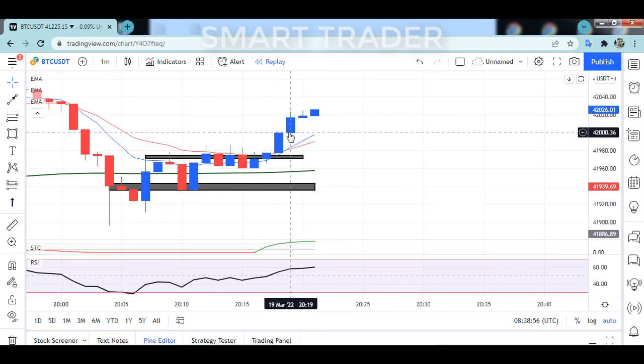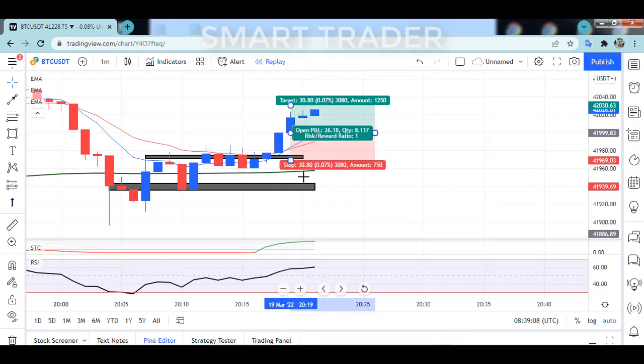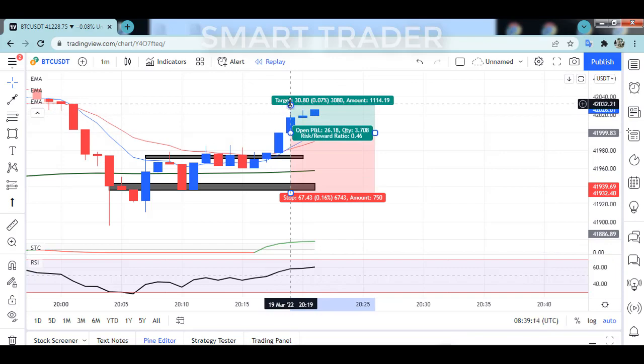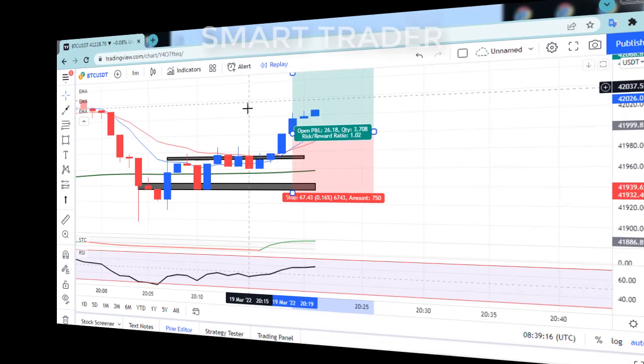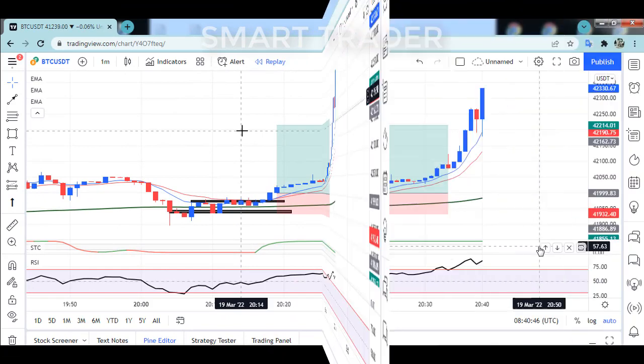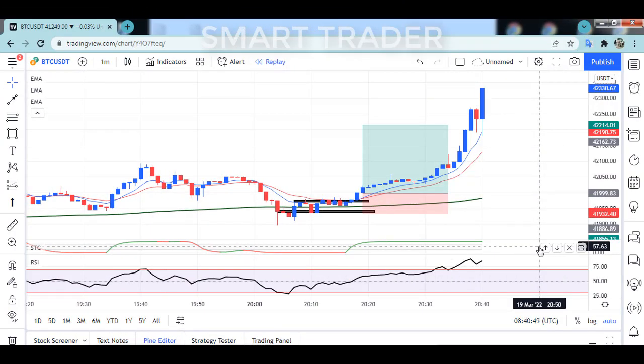This is our trade. I will enter long on the next candle, and the STC is green. Stop loss at the recent swing low, risk and reward at least 1 to 1. We have won the trade. I hope you know how to buy and sell now.